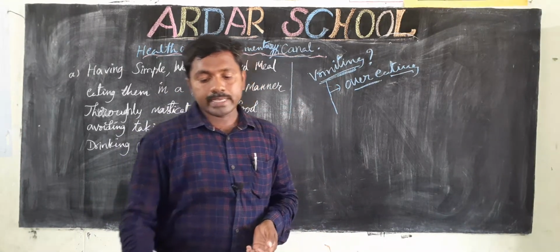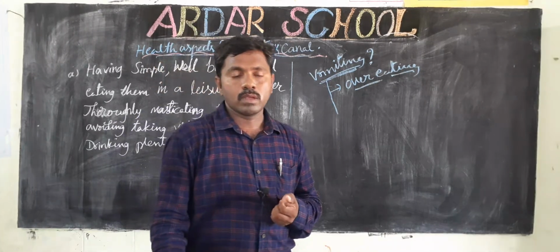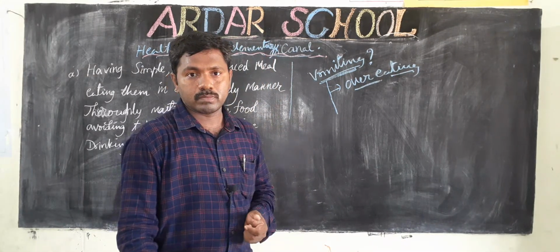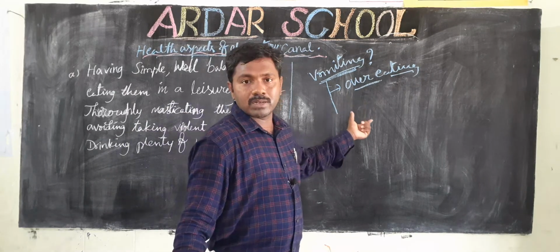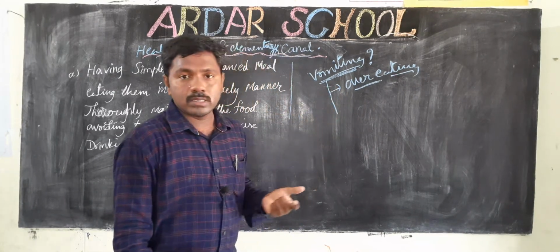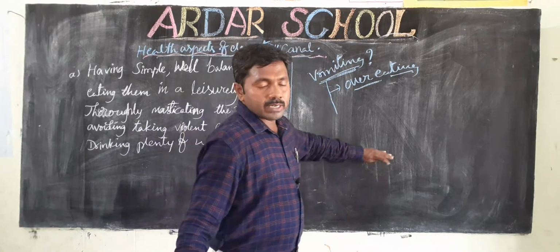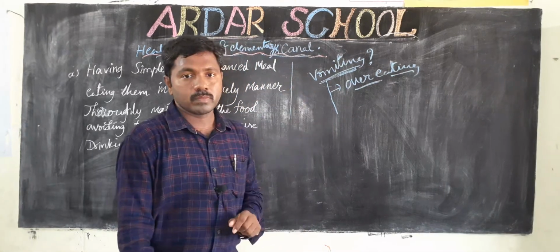Okay children. Next, when we take undigested food or poisonous food, that is also sent outside. Our stomach cannot adjust to this meal, it cannot digest it, so it sends it outside. That is called vomiting.